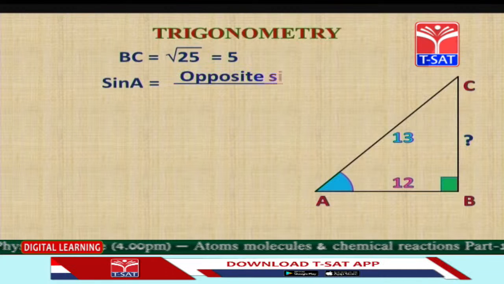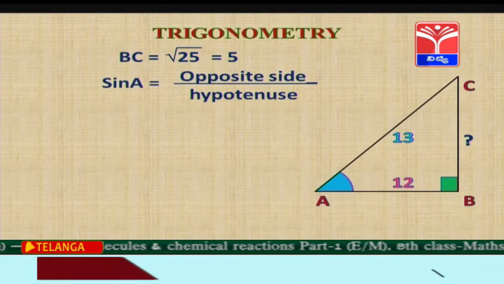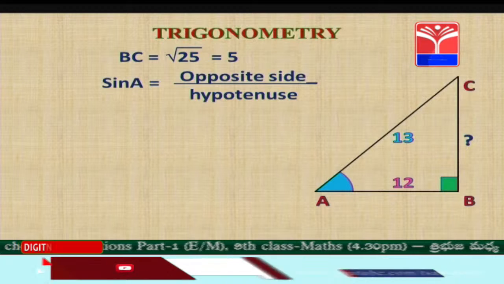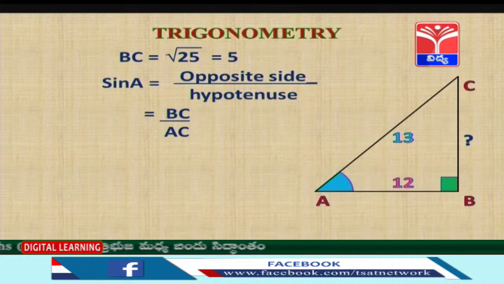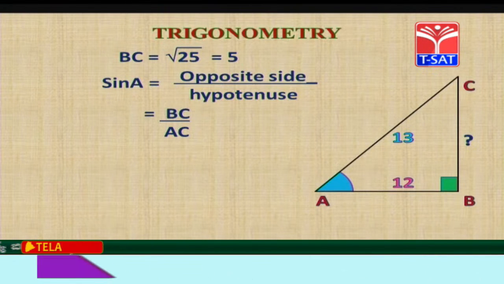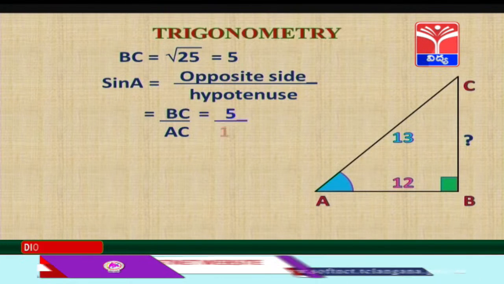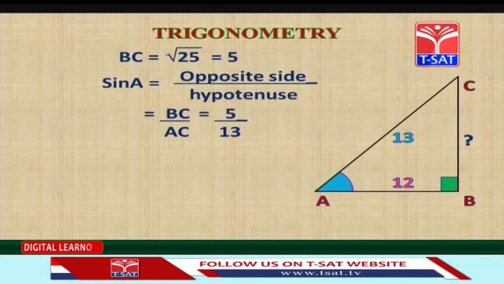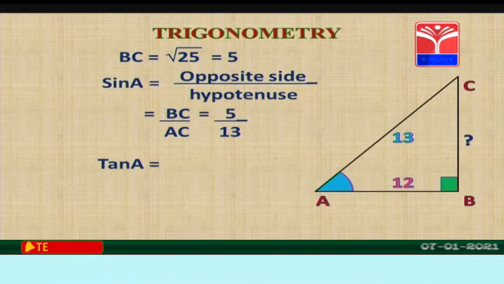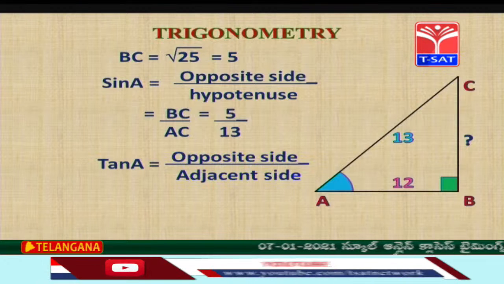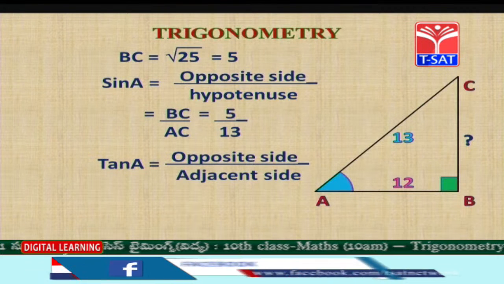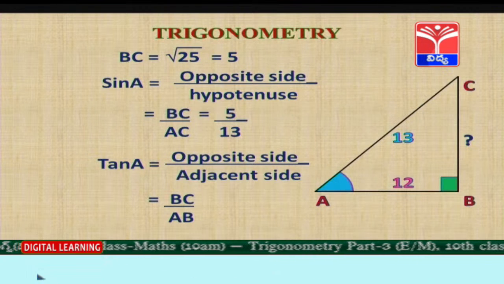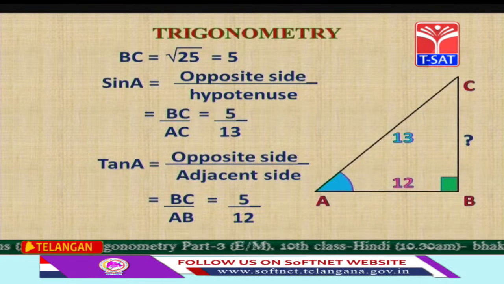When I say BC is equal to 5, what is the formula to find sin A? That is the side opposite to the angle A, what is that one? That is BC, hypotenuse as usual AC. So, the answer is BC by AC. Just now we got the value of BC, 5. So, 5 by 13 is the sin A value, is it right? Now, tan. What is the ratio of tan? That is opposite by adjacent side, is it right? Now, what is opposite here? BC, and adjacent is AB. So, your answer is going to become 5 by 12.